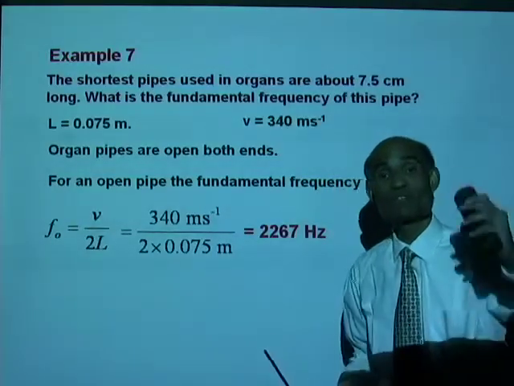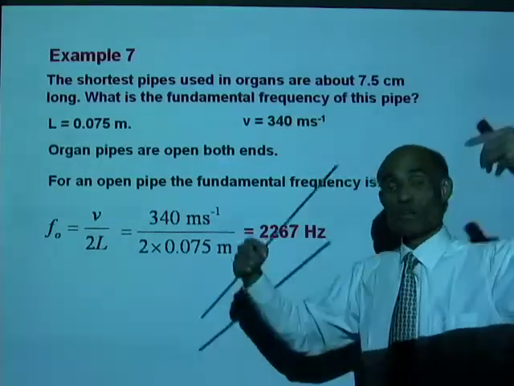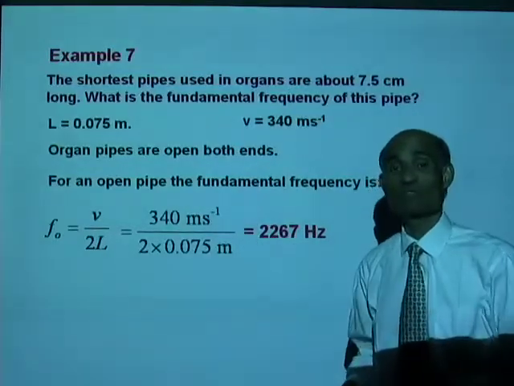1267 hertz. You can see a short tube gives you a very high frequency.